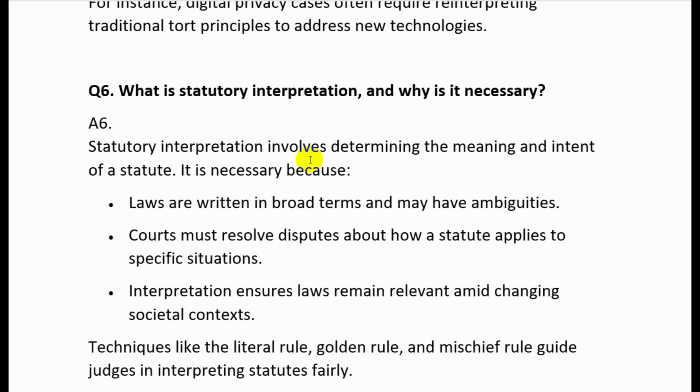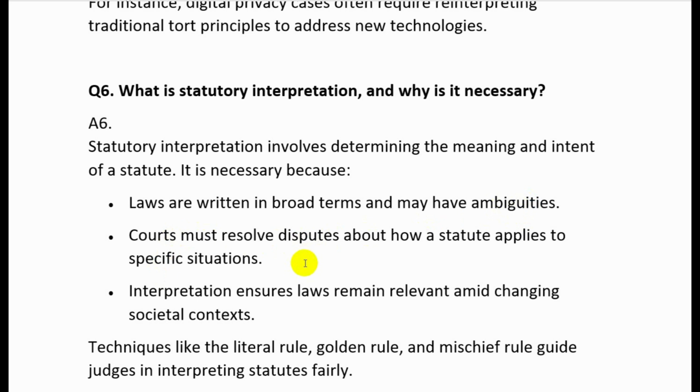Interpretation ensures laws remain relevant amid changing societal contexts. Techniques like the literal rule, golden rule, and mischief rule guide judges in interpreting statutes fairly. So this is also a very important question. What is statutory interpretation and why is it necessary? So that any ambiguity in the laws can be addressed.